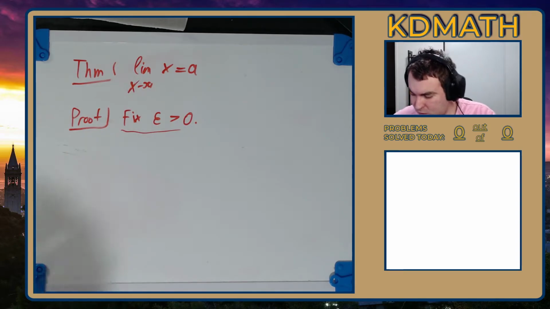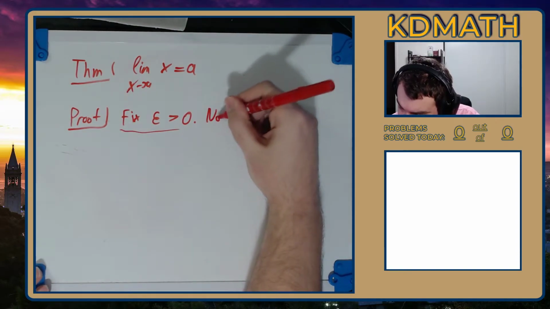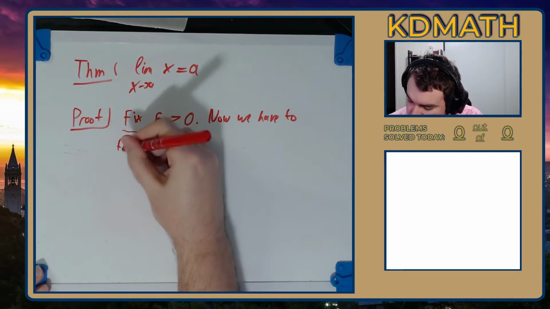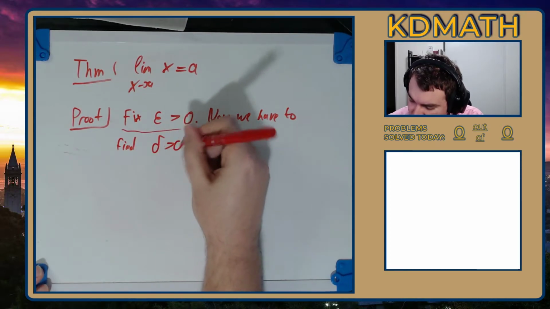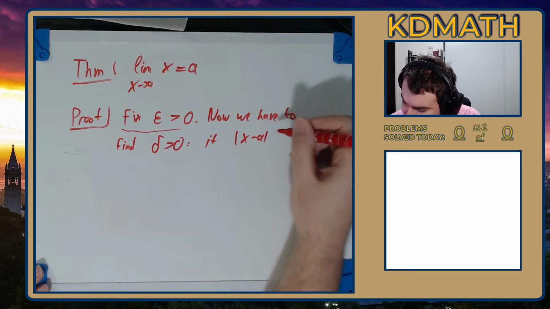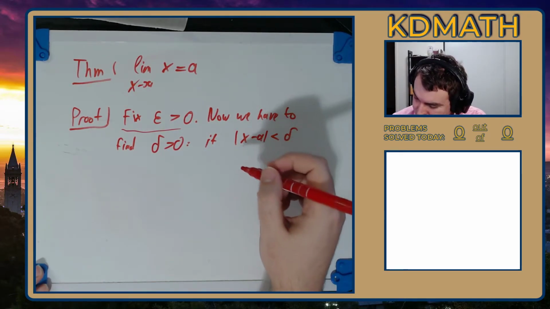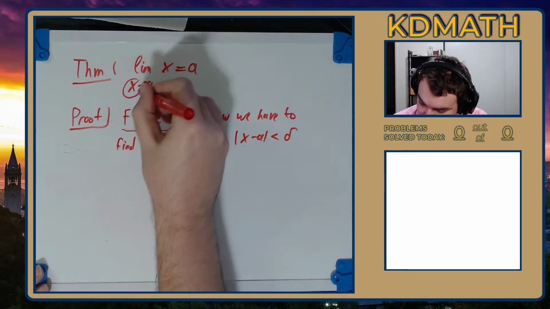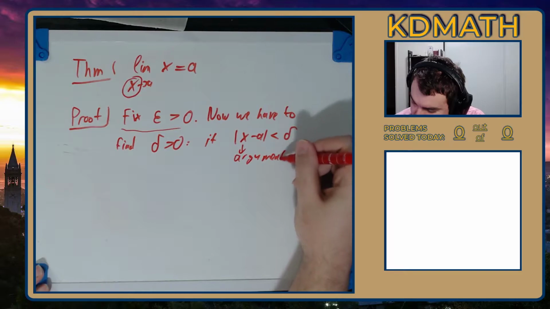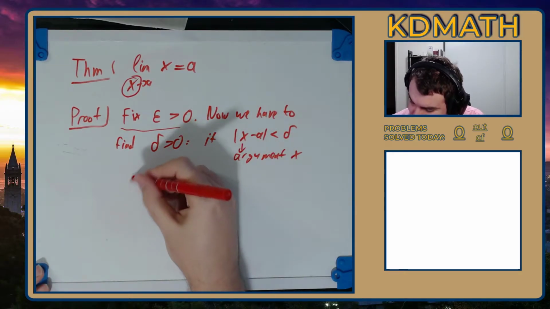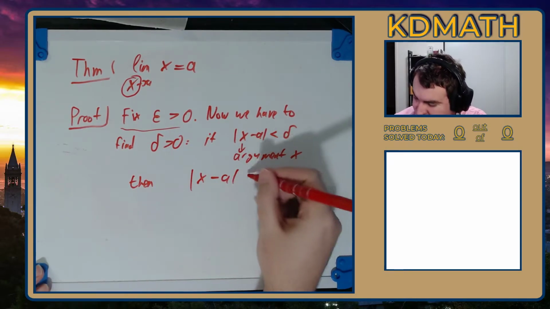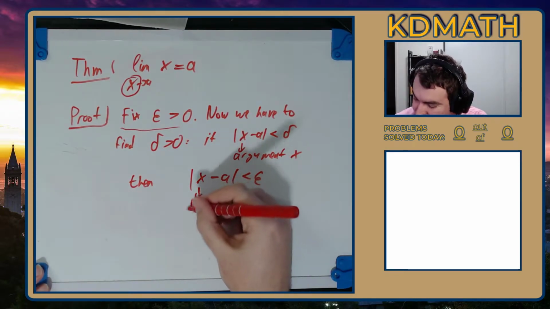Fix your epsilon. Well, now we have to find the delta. Delta greater than 0 such that if x minus a is less than delta, and this is the x that comes from here, this is the argument x, then x minus a is less than epsilon, and this is the function.